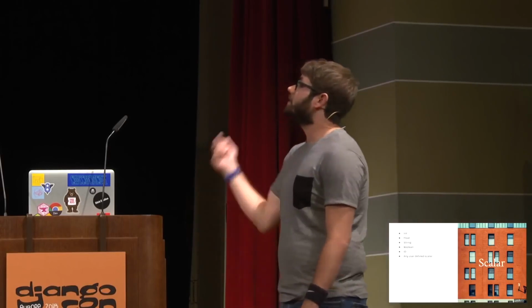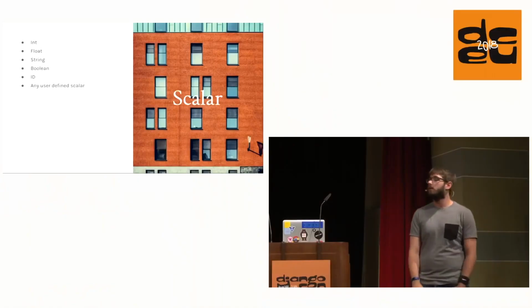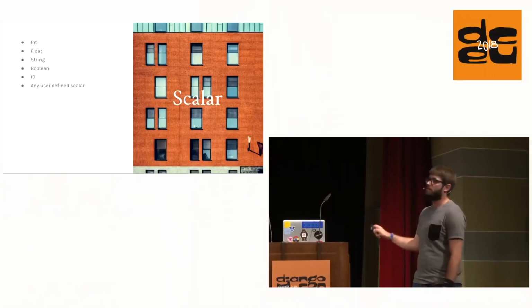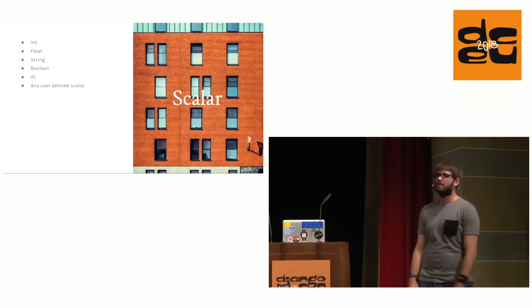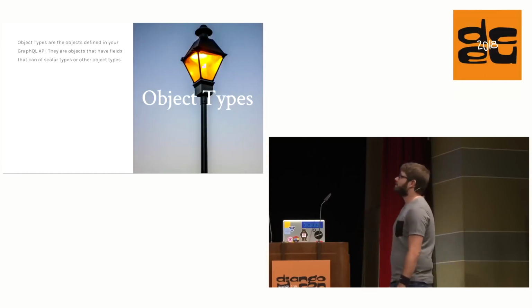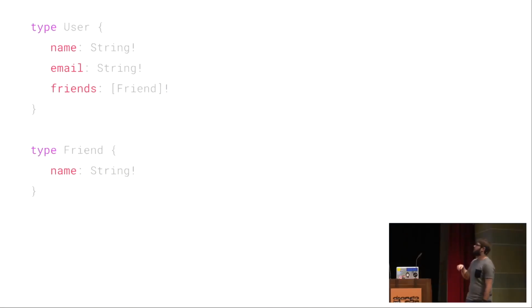You can have different types. You have integers, floats, strings, booleans, and any other user-defined type, which, like the basic types, is called a scalar. For example, in the Python library, there is datetime as a type, which is quite handy, so you know that the date is always in that format. You also have object types, which are basically a collection of fields and types. For example, in our previous API, we can have the object type user that has a string name that's required, an email that's required, and then a list of friends that's required as well. And then there's another object type, friend, which has only a name.